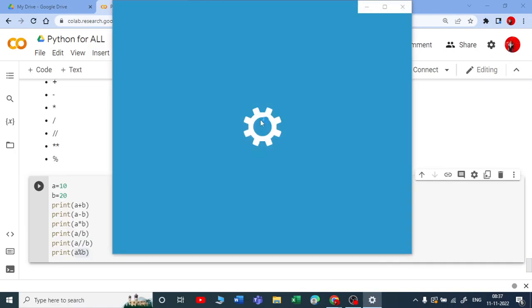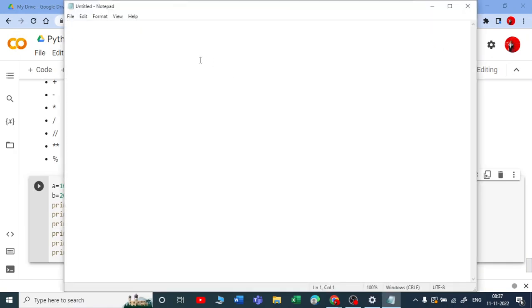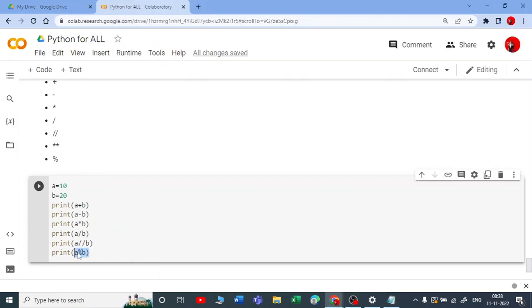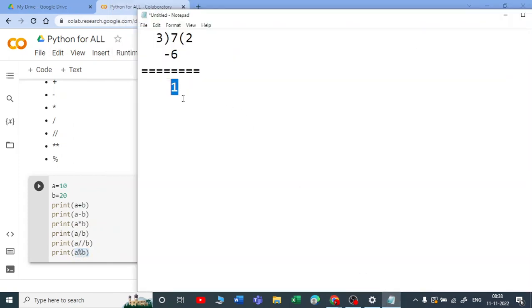Suppose I want to divide 7 with 3. What I'll do here: 3 twos are 6, I'll write minus 6 here. And what will be the remainder here? The remainder will be 1. I hope you are getting it, very simple. So when you are dividing 7 by 3, you are getting a remainder. This modulo will return you the remainder as 1.